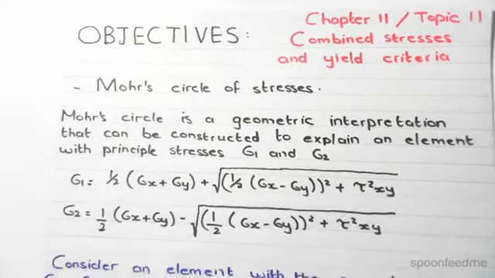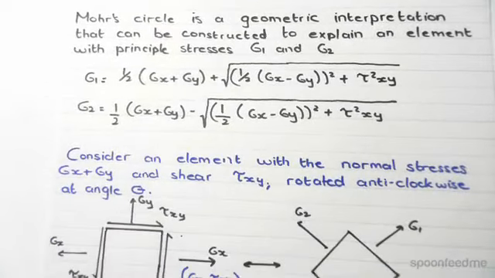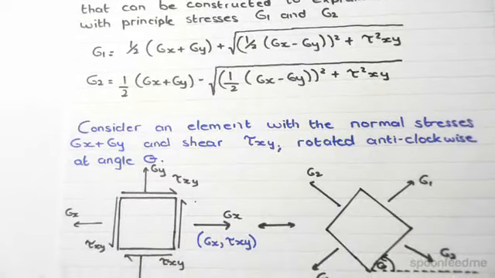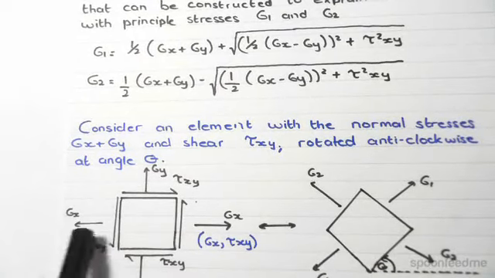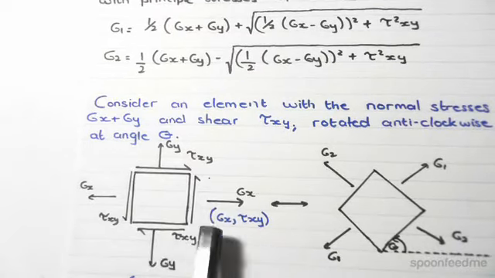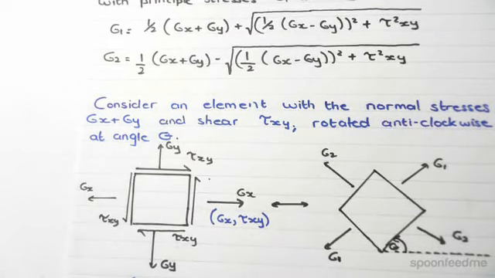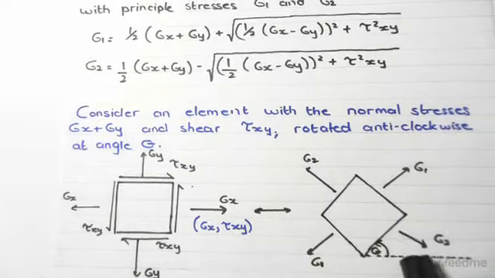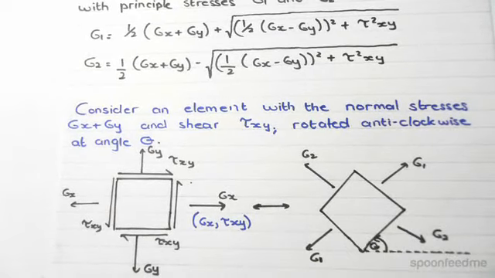Okay, so if we consider the following element with normal stresses σx and σy, so σx the horizontals and σy the verticals, and the shear stresses, as you can see. Okay, and it's rotated anti-clockwise by an angle theta, as you can see here.